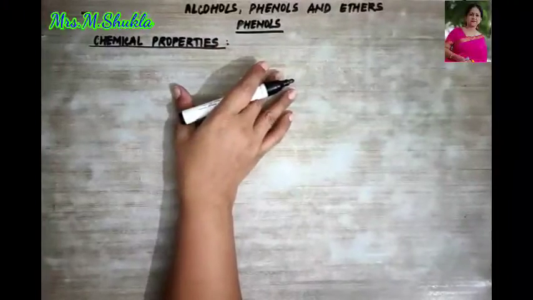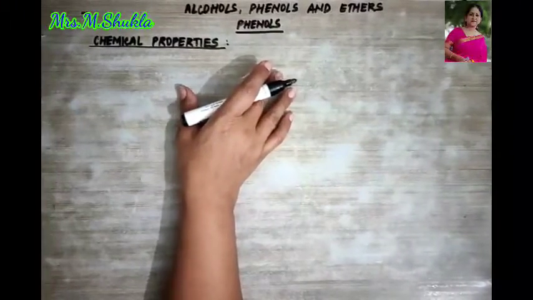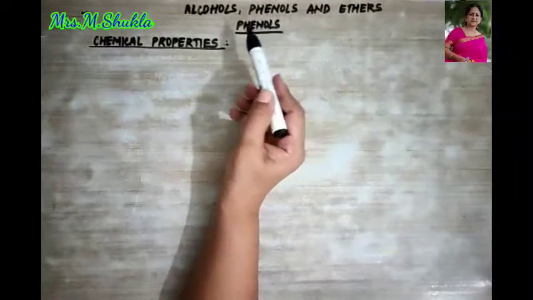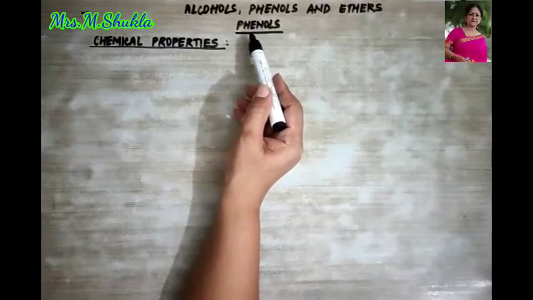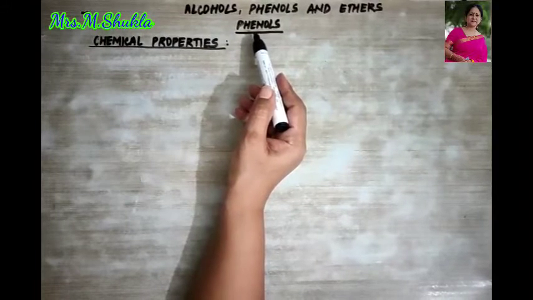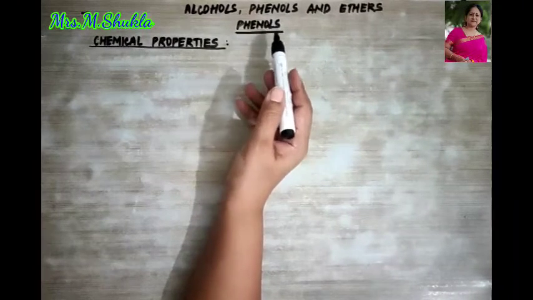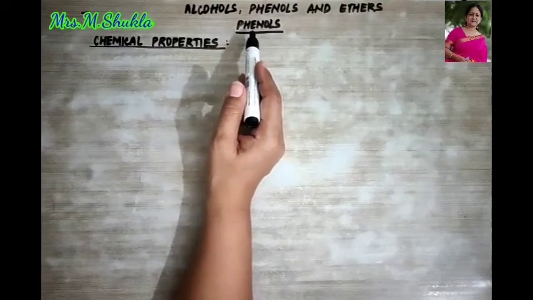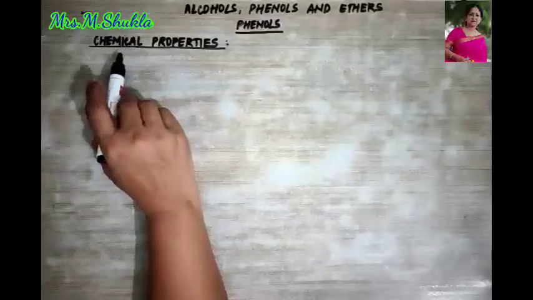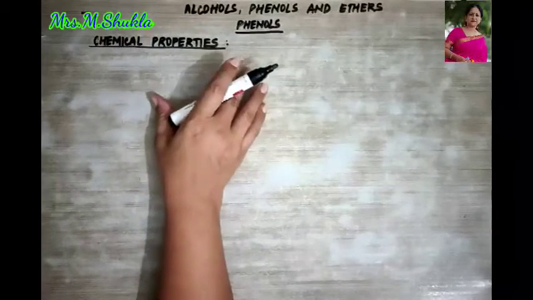Good morning children and welcome back to your chemistry class. So we were dealing with this chapter of alcohols, phenols and ethers in which we were doing phenols. We have already studied about phenols, their classification and the nomenclature, and also how they are prepared, their physical properties as well. So today we shall talk about its chemical properties.